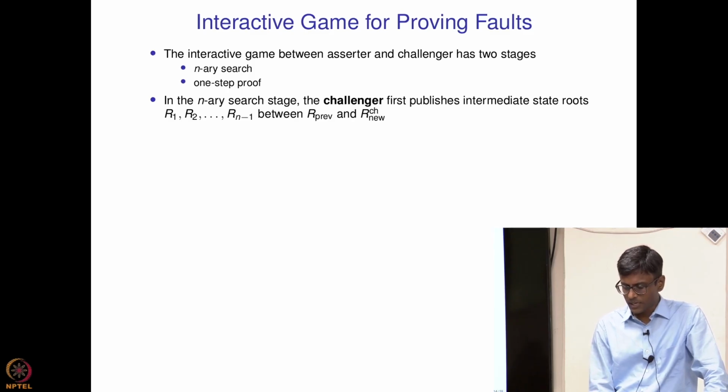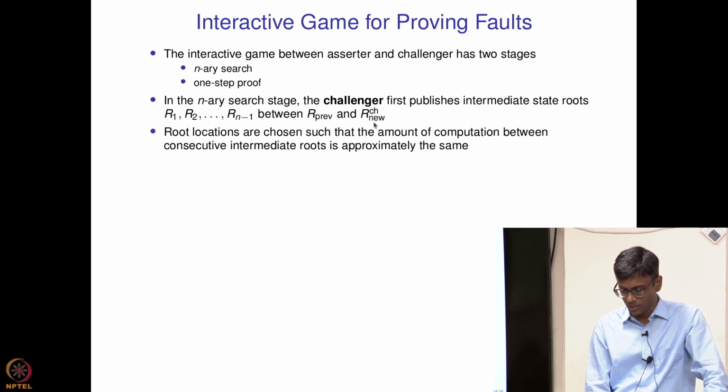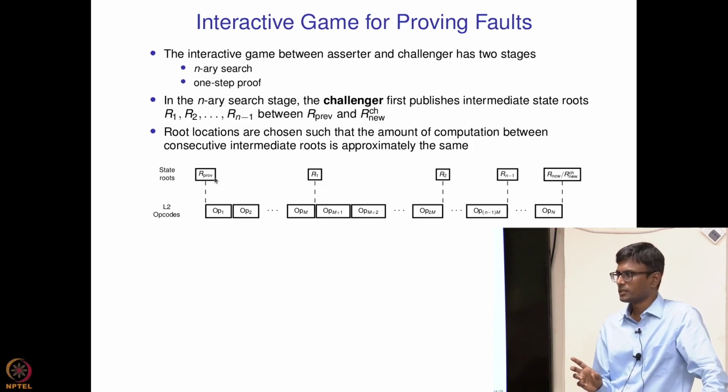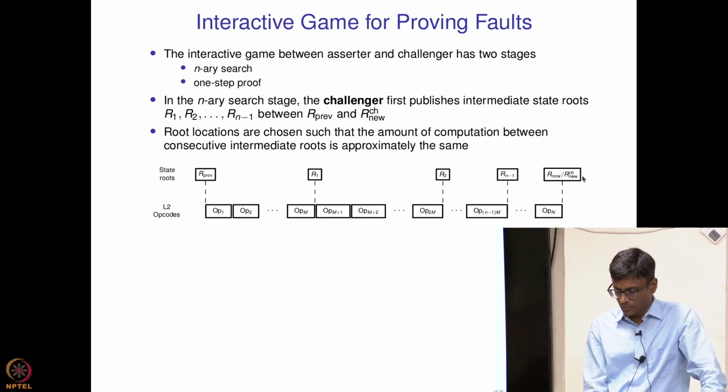So in the n-ary search stage, the challenger first publishes intermediate state roots between R previous and R new CH. Let me show a picture here. You have op1 to opn, the set of all opcodes in that layer 2 block. These are all L2 opcodes. R previous was the previous state root on which both the challenger and the asserter have agreed. And then the challenger says RCH new is the new root, and the asserter says it's R new. So there must be some state root in between where they disagree. If there was no state root where they disagreed, then it can't be that these two are different.